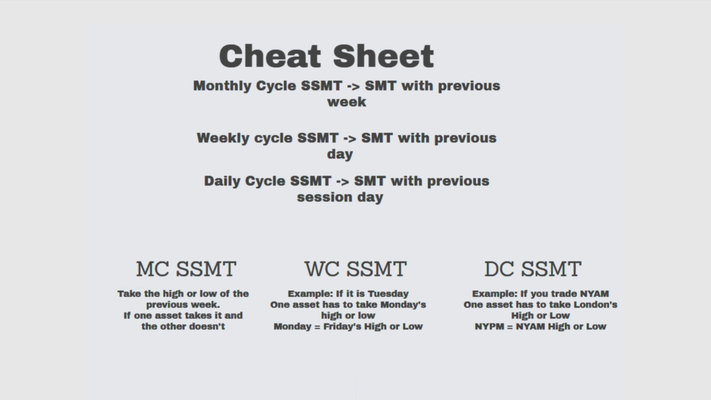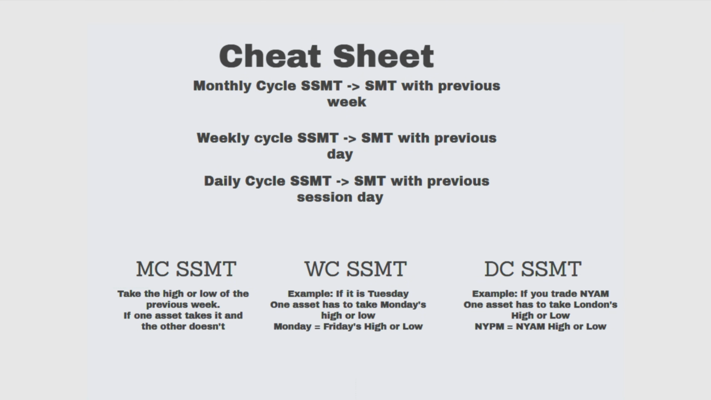So for a monthly cycle, it's pretty simple. It's just the previous week's high or low. If Monday or let's say Tuesday created the high or low, you just mark that out. And if one asset takes it and the others don't, that's monthly cycle SSMT.